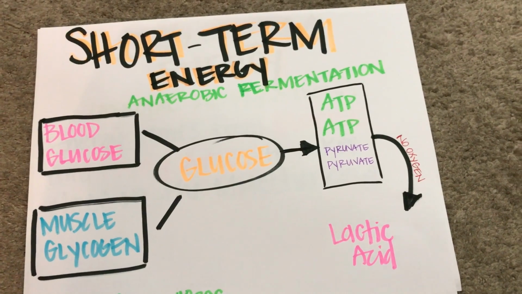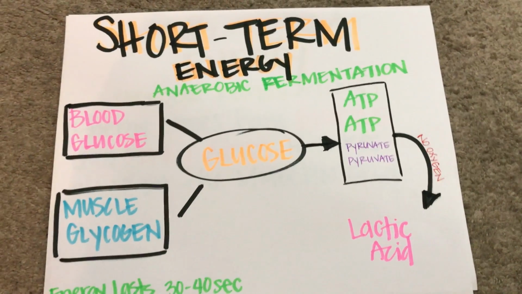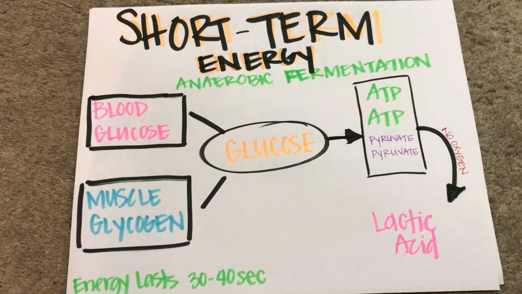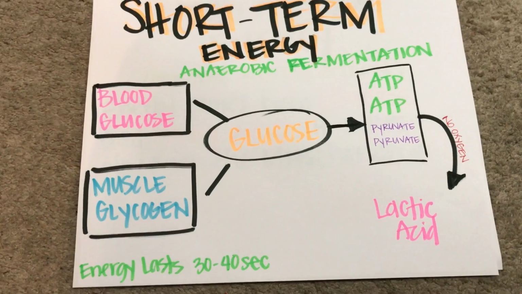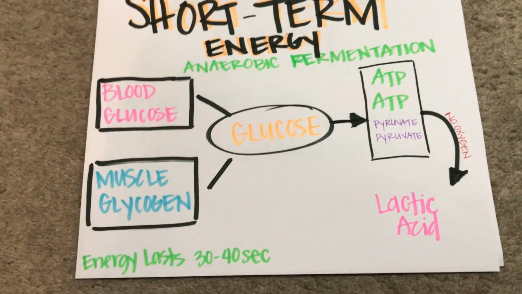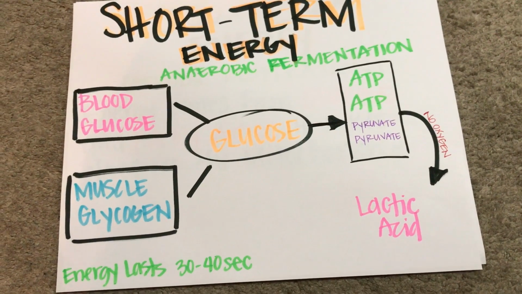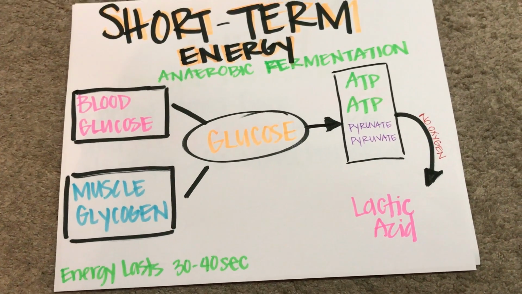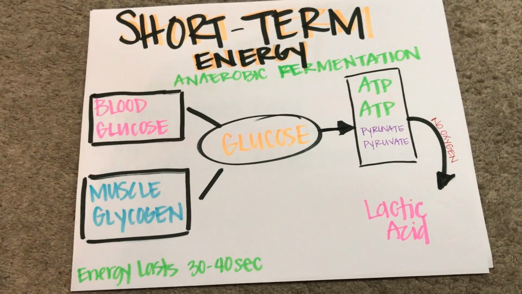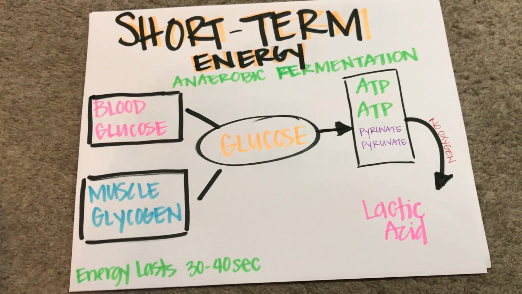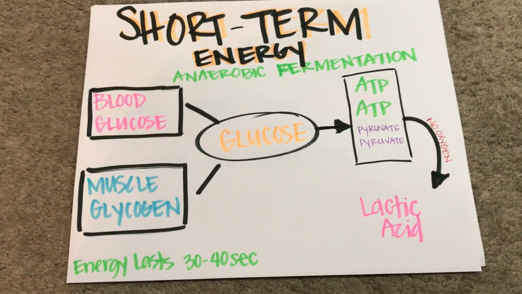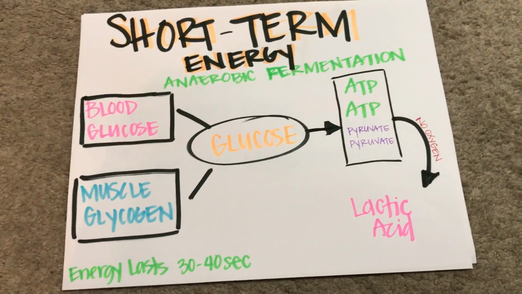The next energy is short-term energy, which is anaerobic fermentation. It usually comes from blood glucose and muscle glycogen, or glucose stored in the muscles. So once the energy in the phosphagen or in the immediate energy is used up, the muscles then transition into anaerobic fermentation, where the muscles will obtain energy from glucose from the blood and their own stored energy.